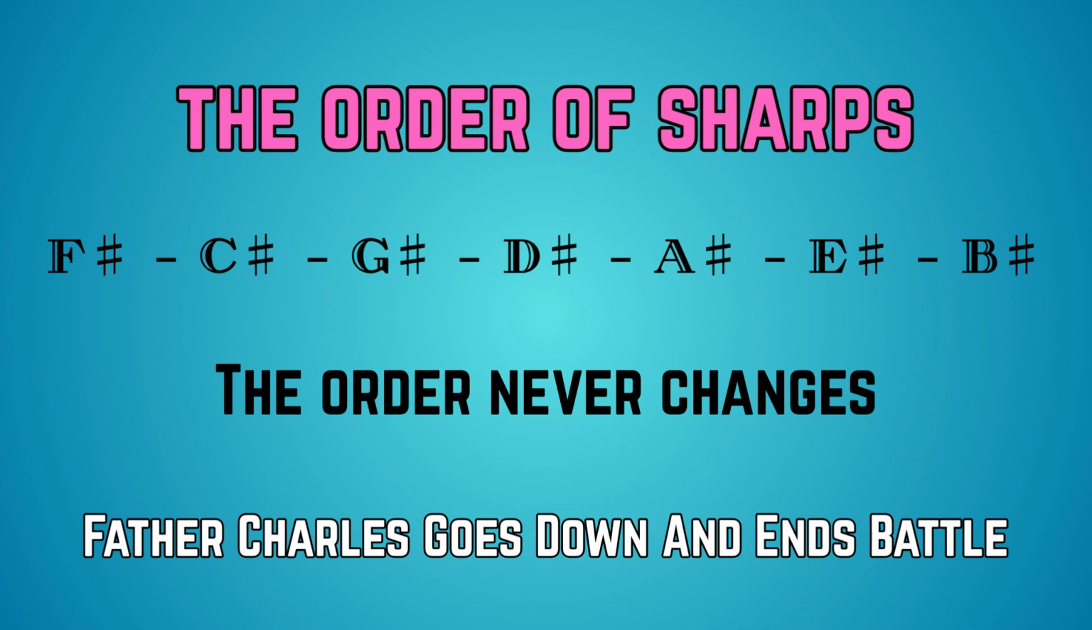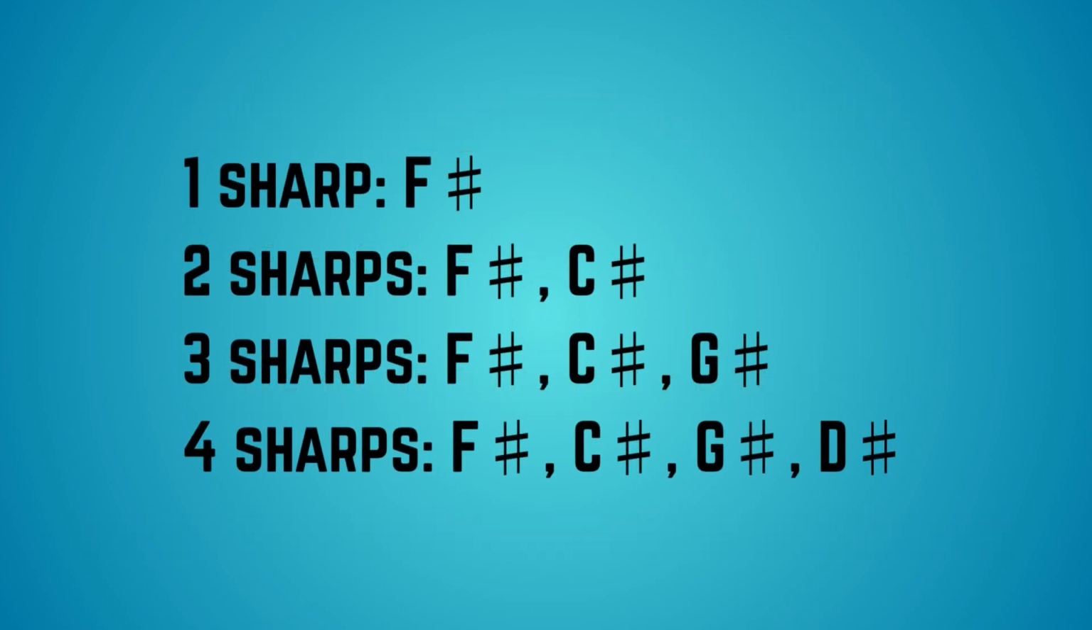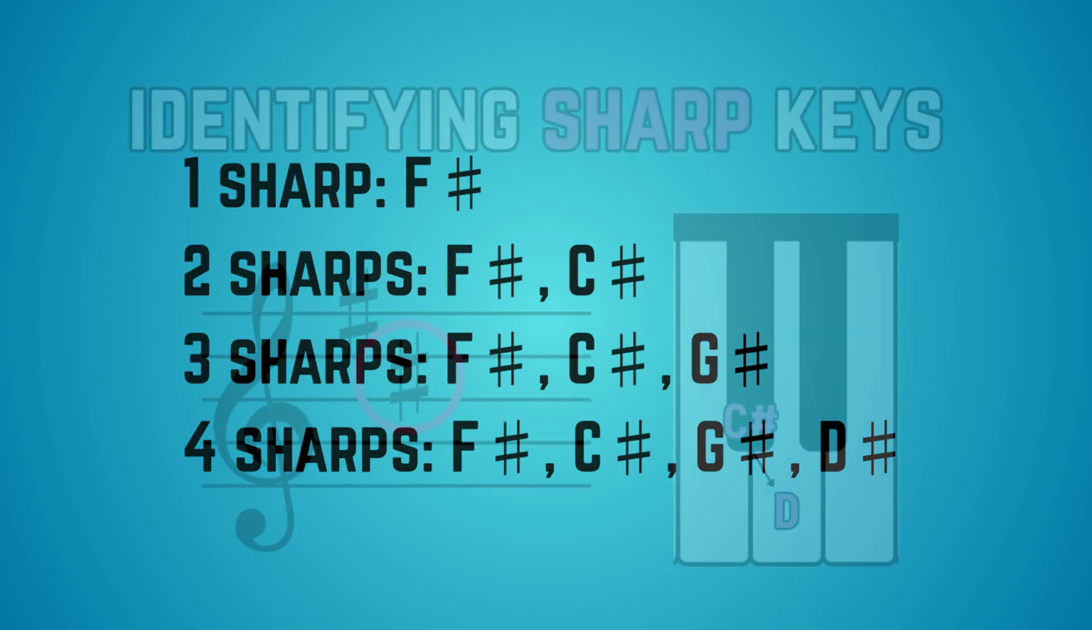You may find it helpful to remember the sentence, "Father Charles goes down and ends battle." The first letter of each word gives us the order of sharps. Notice that we never replace the previous sharps. We add the next sharp in the established order.